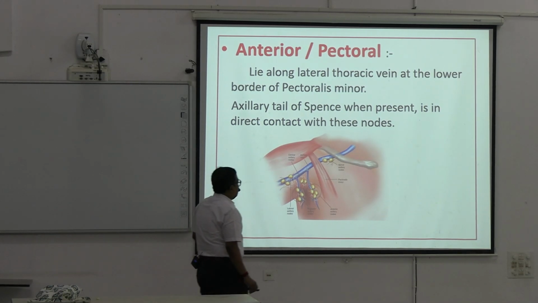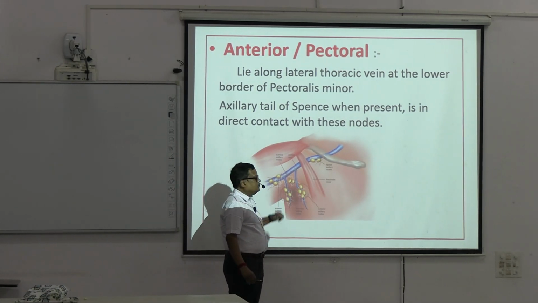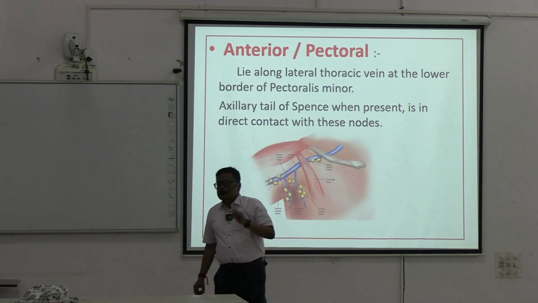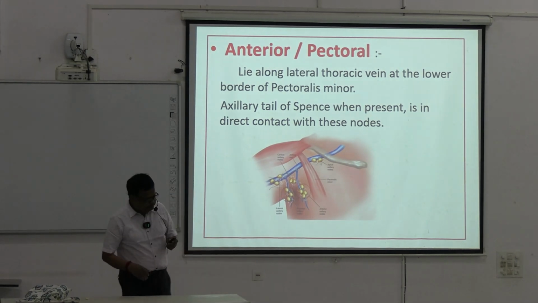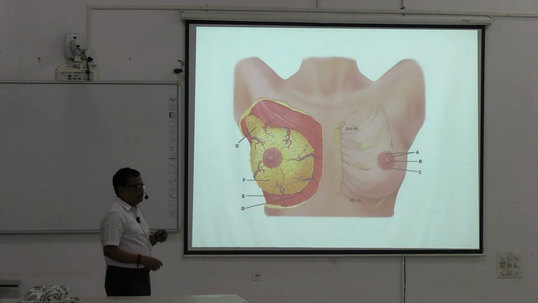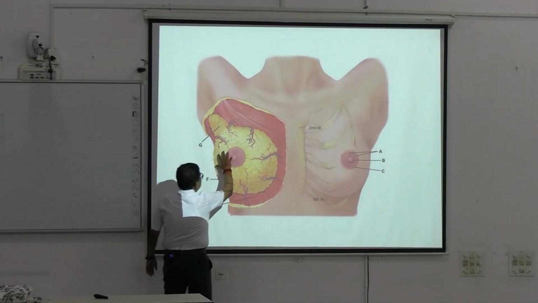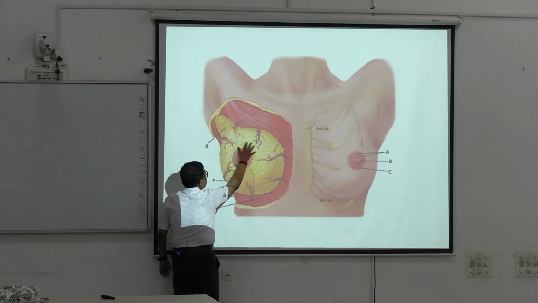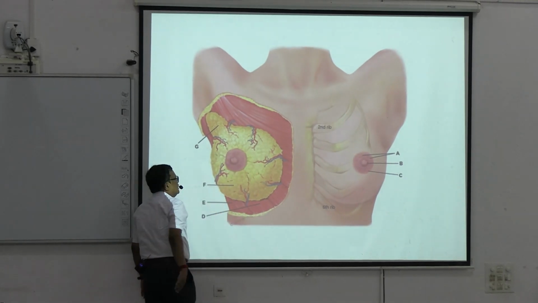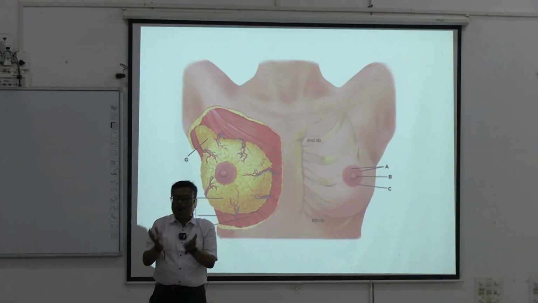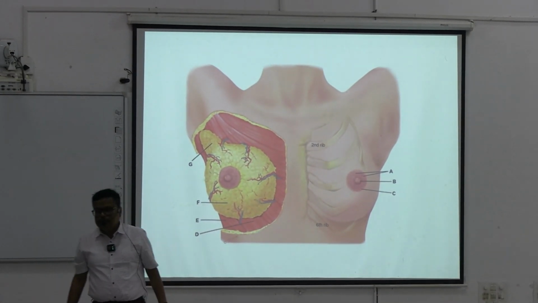So what is the clinical anatomy? There is another clinical anatomy of these anterior axillary nodes. What is that? I will teach you there. This is the breast of the female. The parenchyma of the breast, or main part of the breast. Skin is removed. The main part of the breast we call parenchyma.